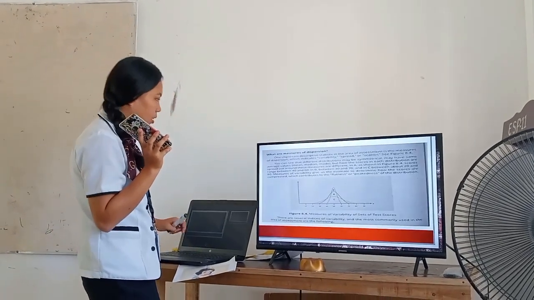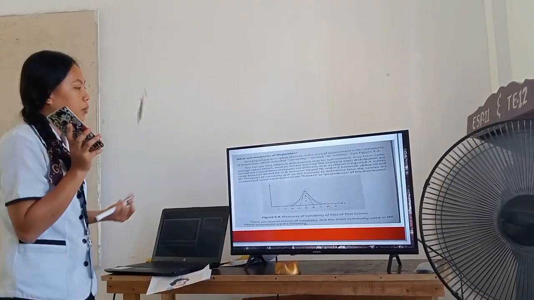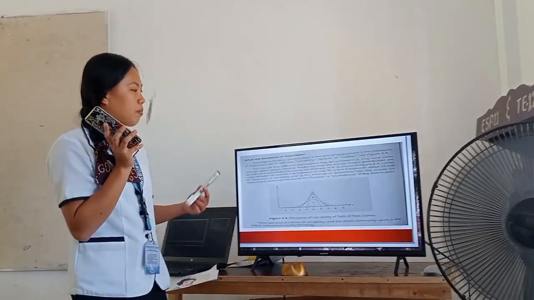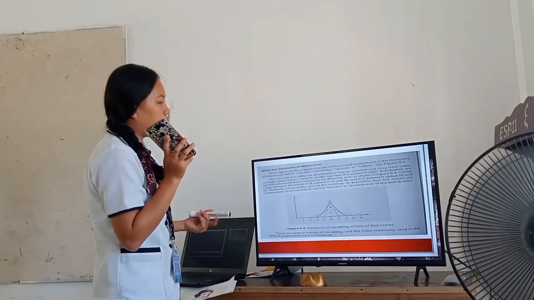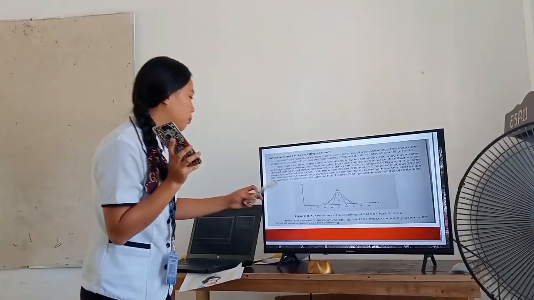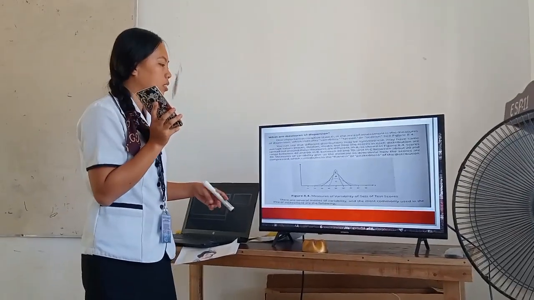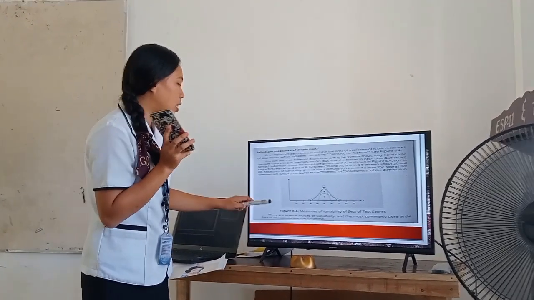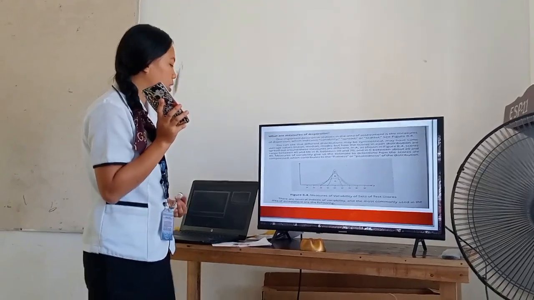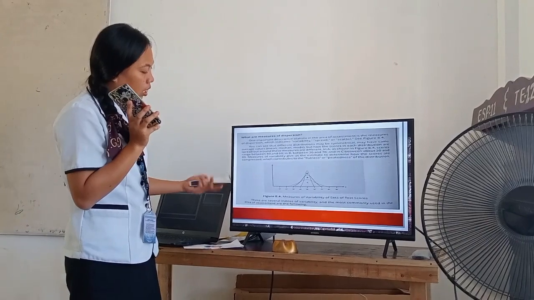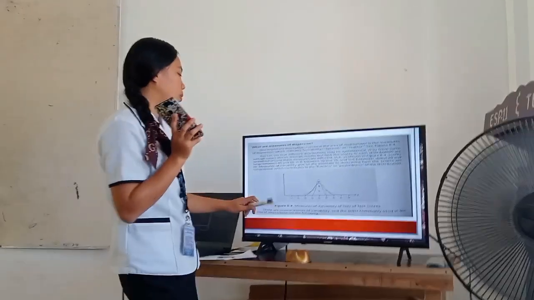So what are measures of dispersion? One important descriptive statistic in the area of assessment is the measures of dispersion, which indicates variability, spread, or scatter. This figure shows the measures of variability of sets of test scores. There are several indices of variability, and the most commonly used in the area of assessment are the following. This is the figure of the measures of dispersion.